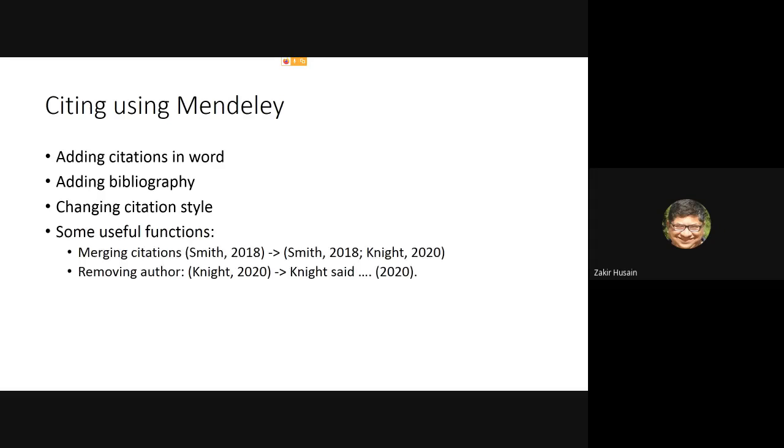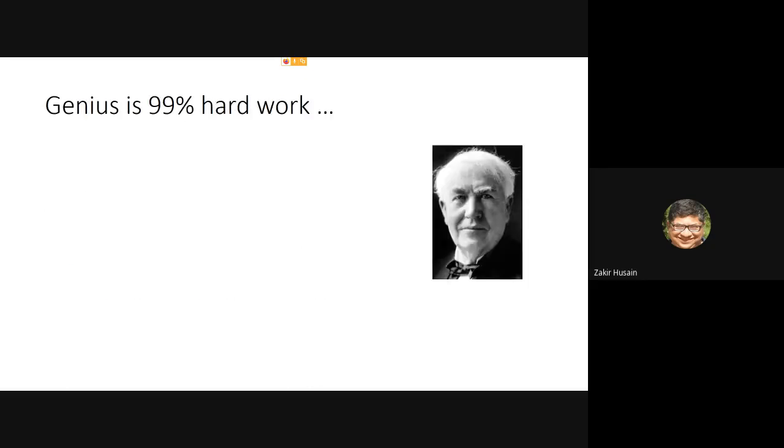Plus some other small functions, how to merge citations. We want to cite two authors or more than two authors. We just want to mention the year, or we want to add the page number.